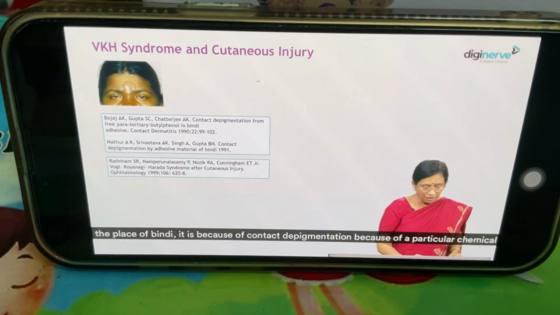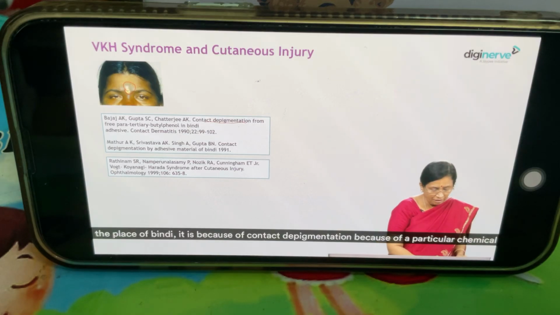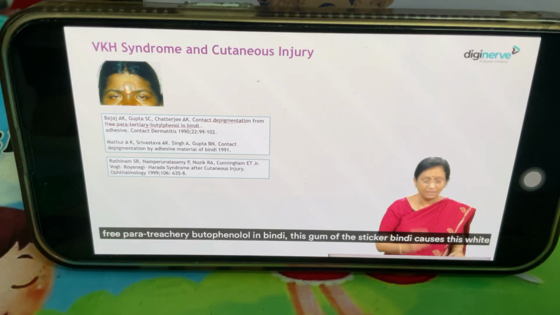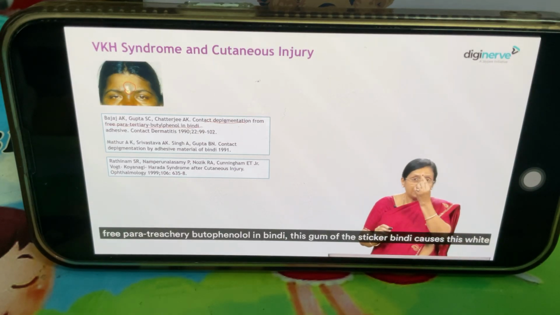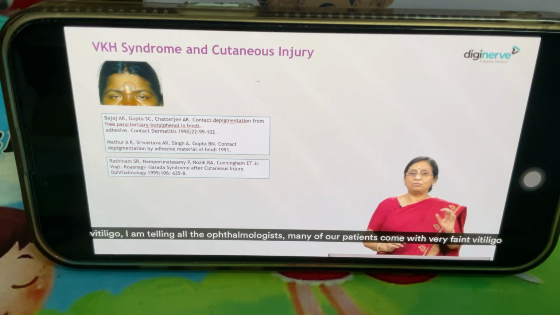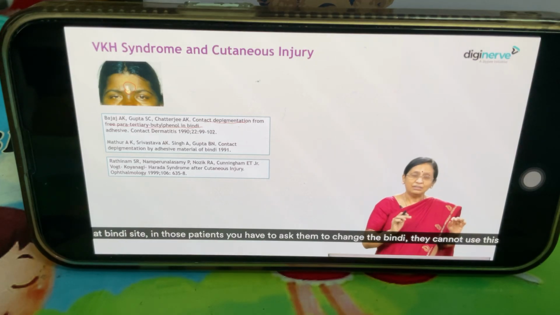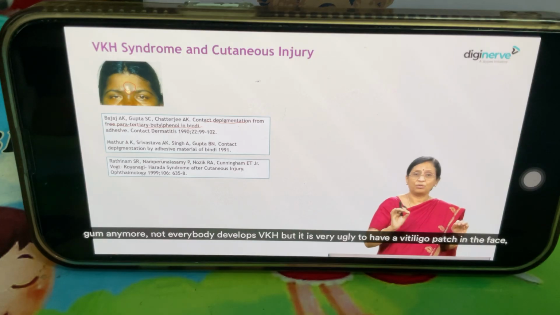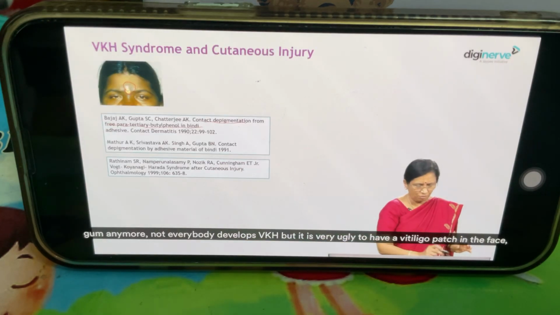It is because of contact depigmentation, because of a particular chemical, free para tertiary butylphenol in bindi. The gum of the sticker bindi causes this white vitiligo. I am telling all the ophthalmologists, many of our patients come with a very faint vitiligo at the bindi site. In those patients, you have to ask them to change the bindi. They cannot use this gum anymore. Not everybody develops VKH, but it is very ugly to have a vitiligo patch on the face.